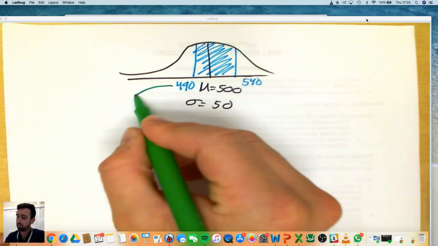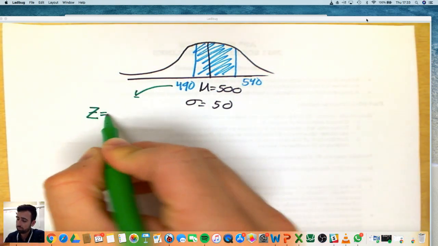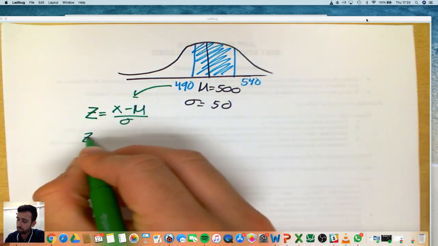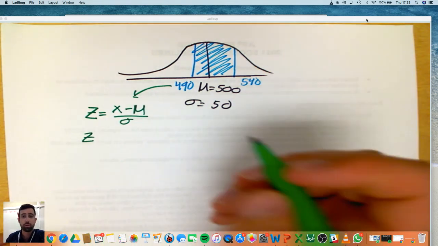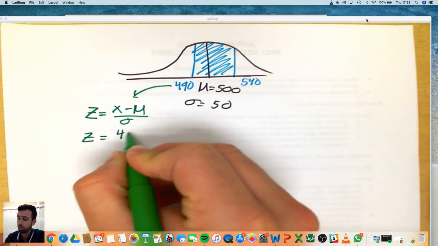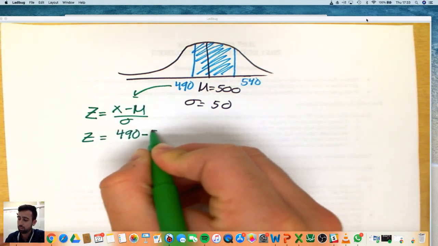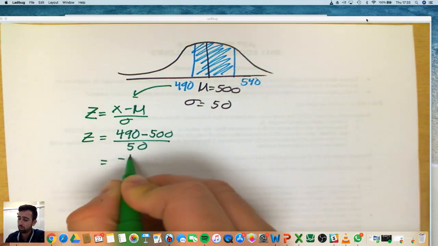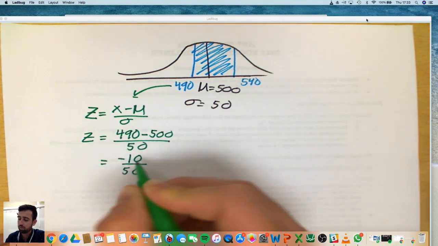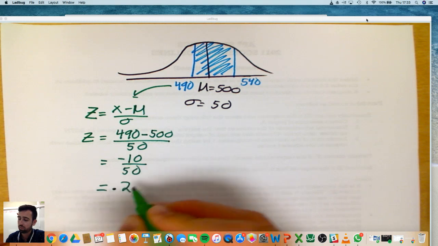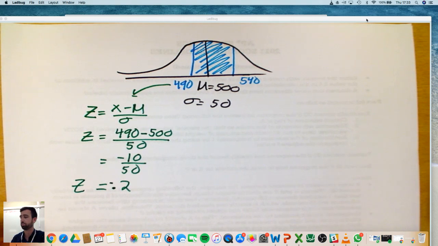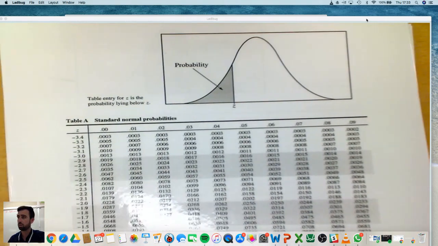So let's take 490 first. Z equals x minus mu divided by the standard deviation. We're trying to find the z-score, so that's going to remain our variable. We know x is 490, minus our average, which is 500, divided by 50. We're going to get negative 10 divided by 50, which is going to give us negative 0.2.